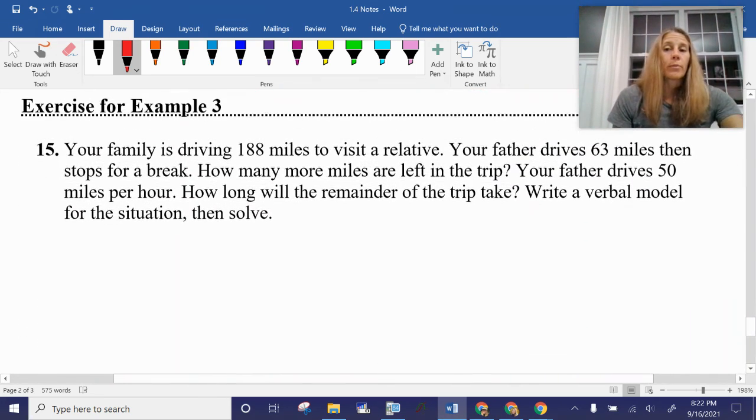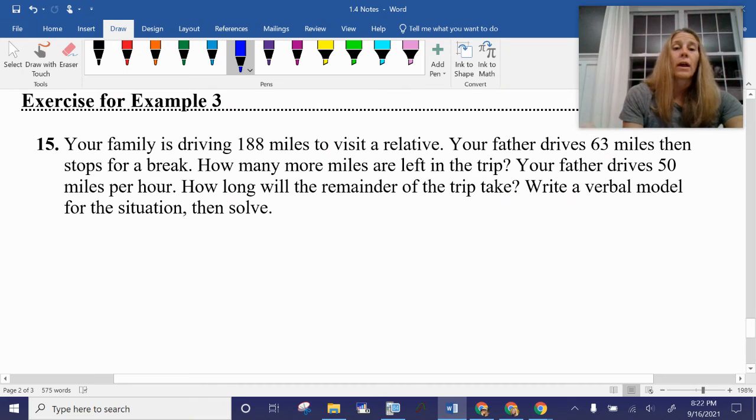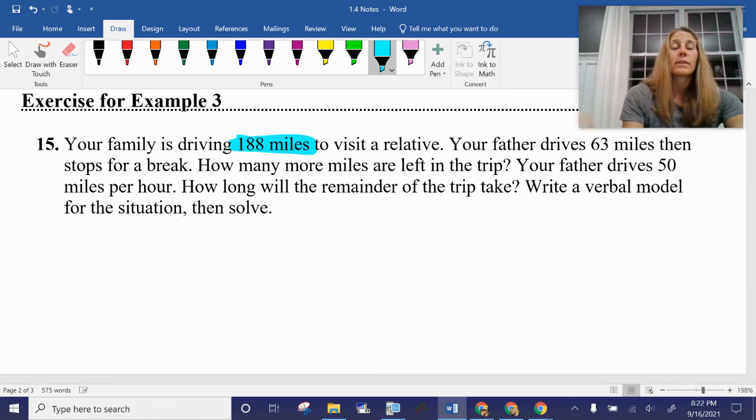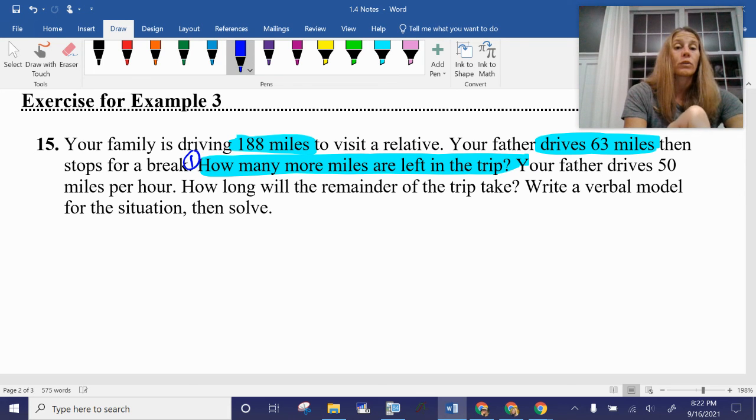Okay, here's another example. Your family is driving 188 miles to visit a relative. Your father drives 53 miles and then stops. How many more miles are left? So for this first question, I'm not going to move on, I'm just going to focus on it. How many more miles are left?